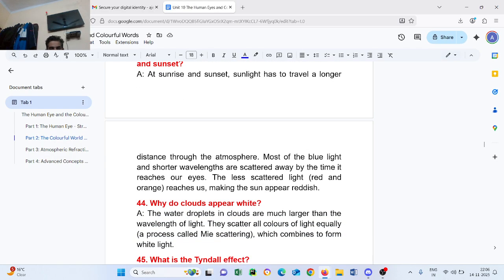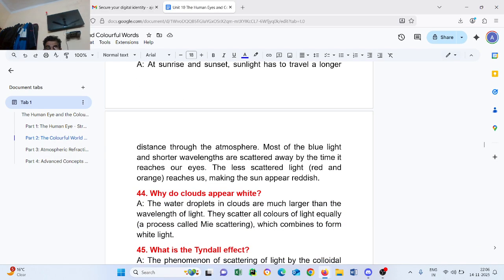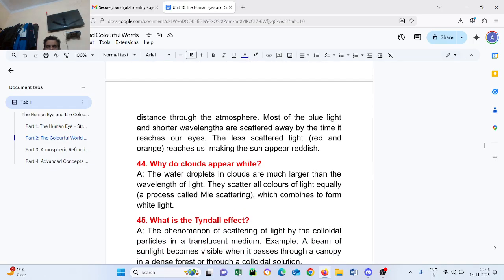Question number 44. Why do clouds appear white? The water droplets in clouds are much larger than the wavelength of light. They scatter all colors of light equally, a process called Mie scattering. Each color combines to form white light.